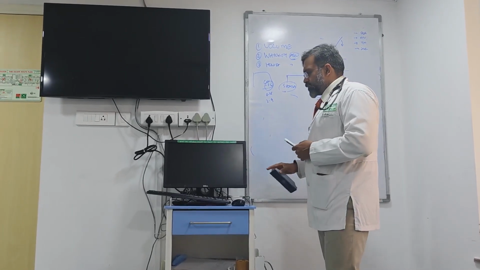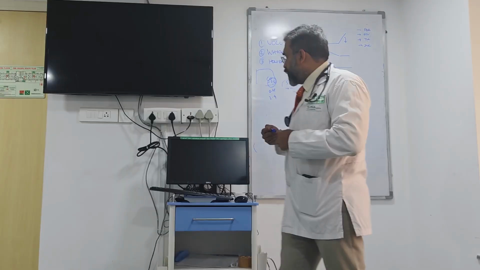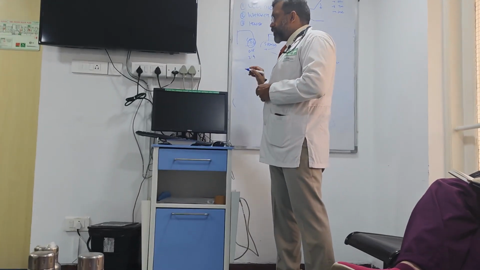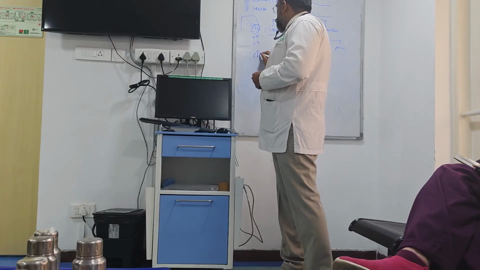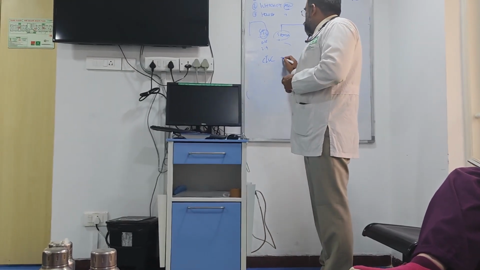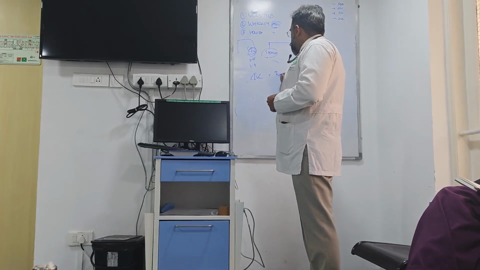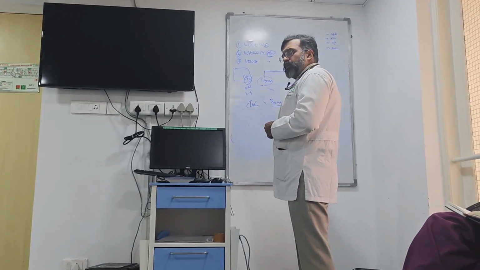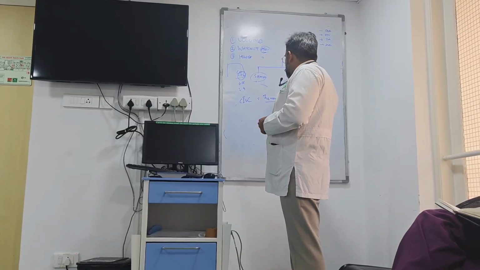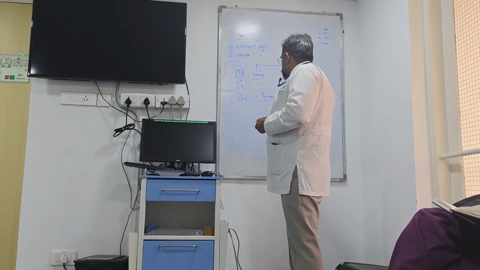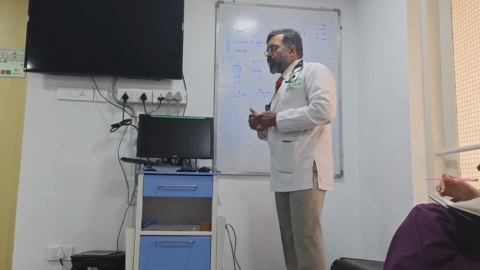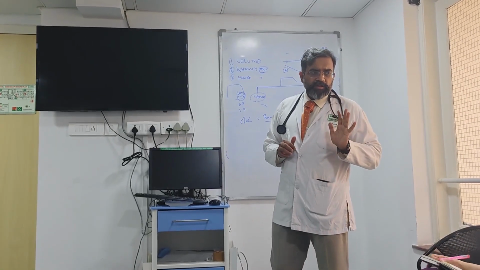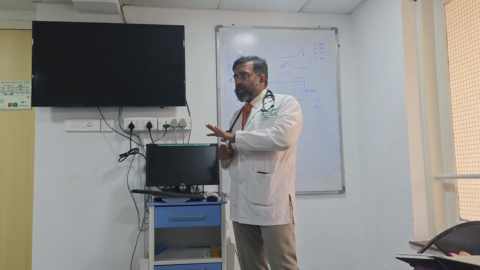Collapsing with respiration like more than 50%. So how do you do this? The collapsibility index is called CIVC. It is the maximum diameter, IVC max, minus IVC minimum, divided by IVC max. This is your IVC collapsibility index.